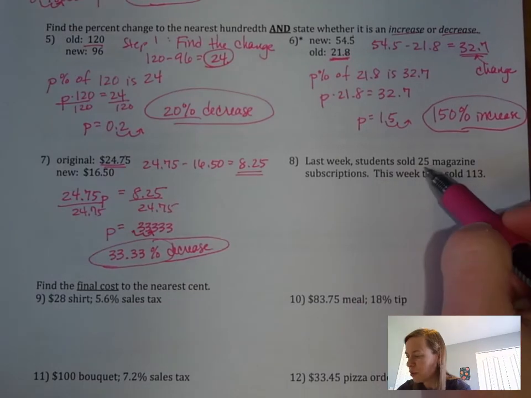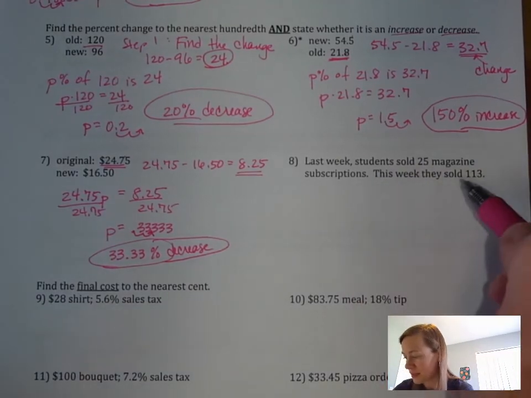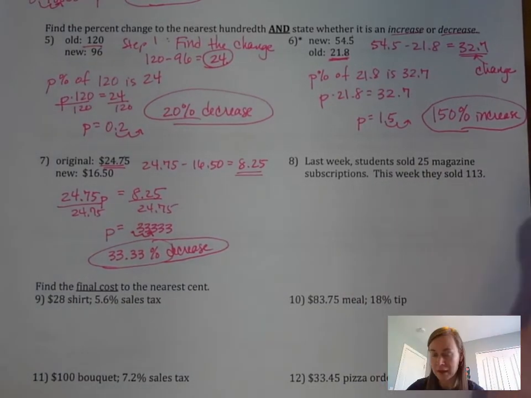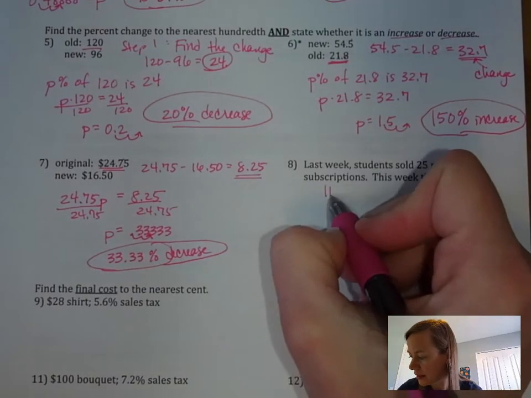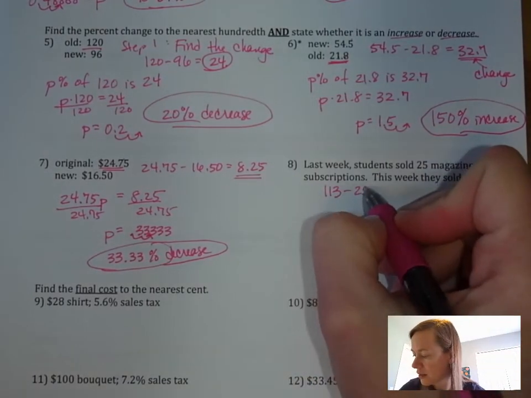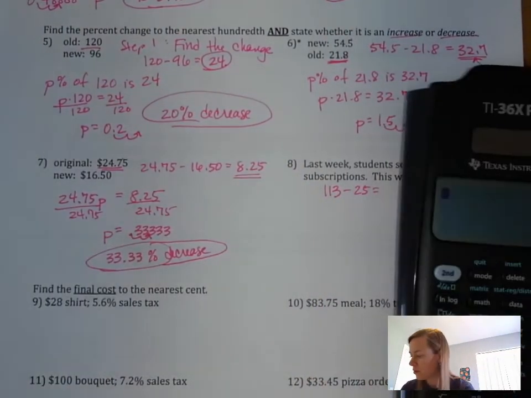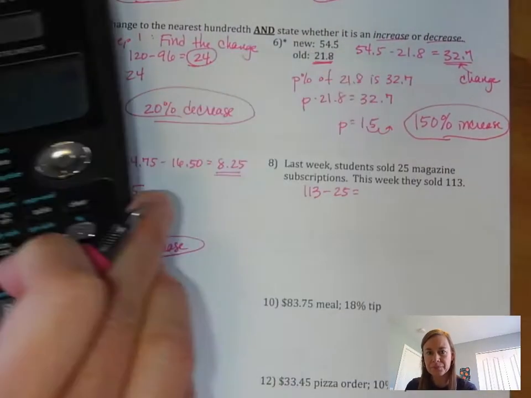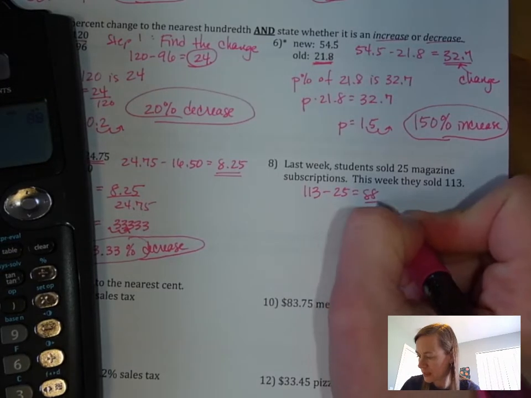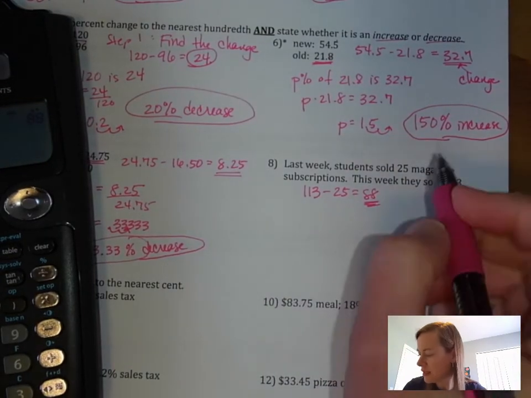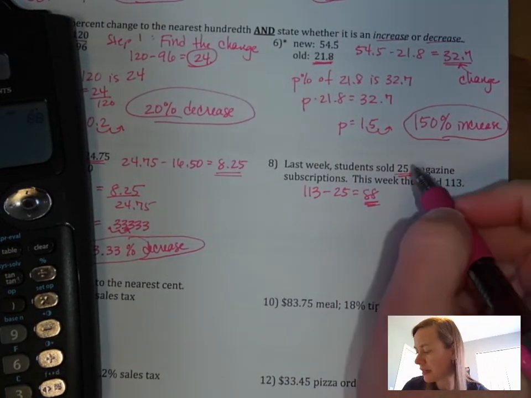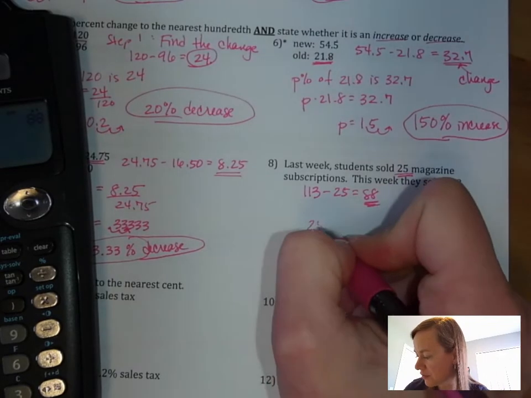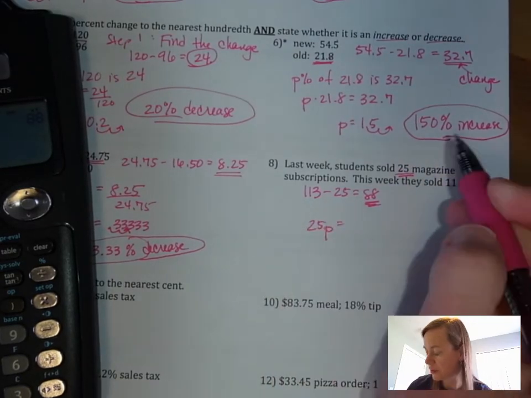Let's go to number 8. Last week, students sold 25 magazine subscriptions. This week, they sold 113. Well, that's a big increase, isn't it? Let's figure out how big that increase is by subtracting. So 113 minus 25 equals 88. So that's the amount of change. So let's do p% of the old price, p% of 25. So you're going to write 25p equals the change.